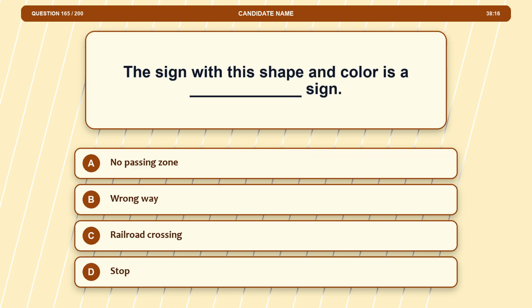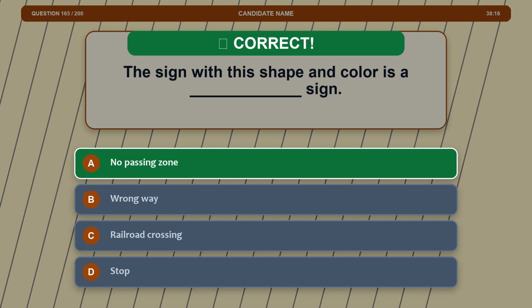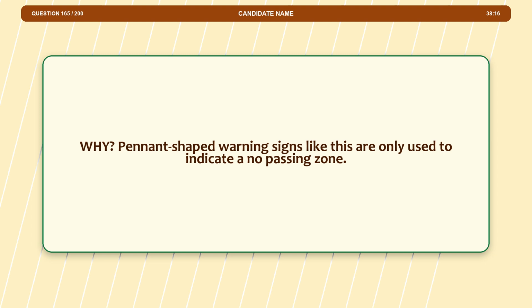the roadway. Question 165. The sign with this shape and color is a blank sign. Option A, no passing zone. Option B, wrong way. Option C, railroad crossing. Option D, stop. The correct answer is option A, no passing zone. Explanation. Pennant-shaped warning signs like this are only used to indicate a no passing zone.